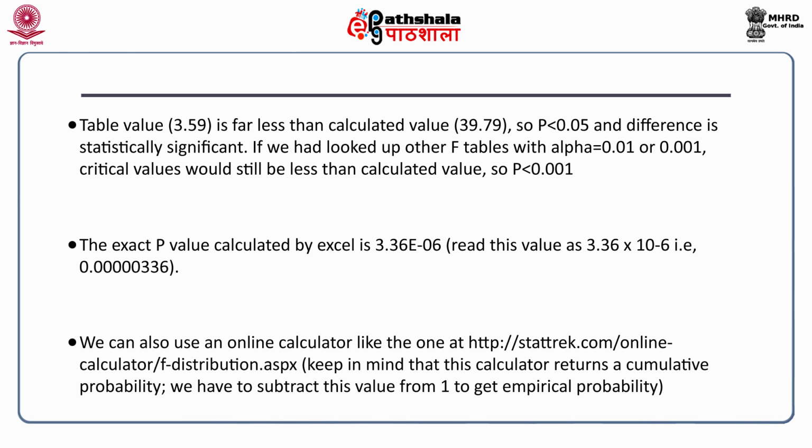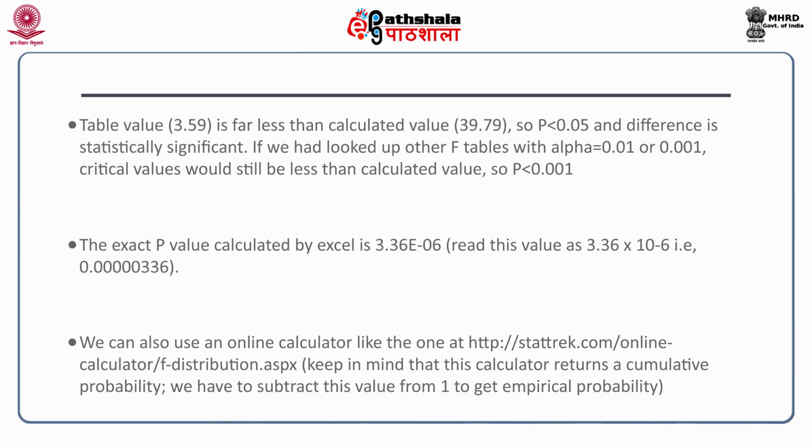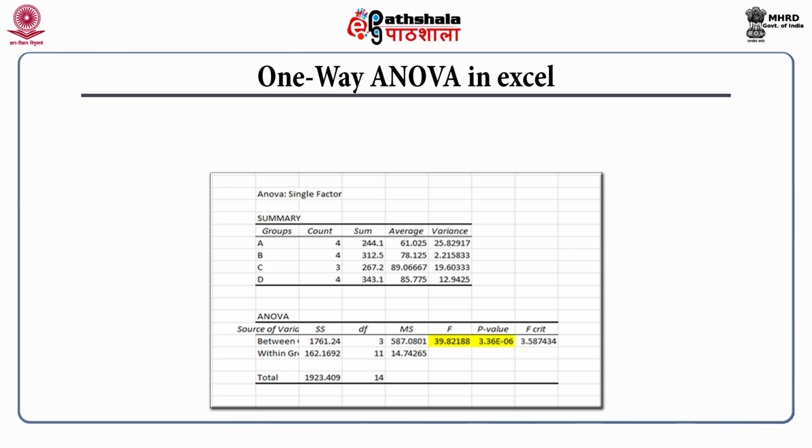We can also use an online calculator like the one at the StatTrek site; the URL is given in the slide. Keep in mind that the calculator returns a cumulative probability. We have to subtract this value from 1 to get the actual probability. You can also use Excel for the one-way ANOVA. You have to enable the Data Analysis ToolPak, and after enabling it, click on ANOVA: Single Factor.